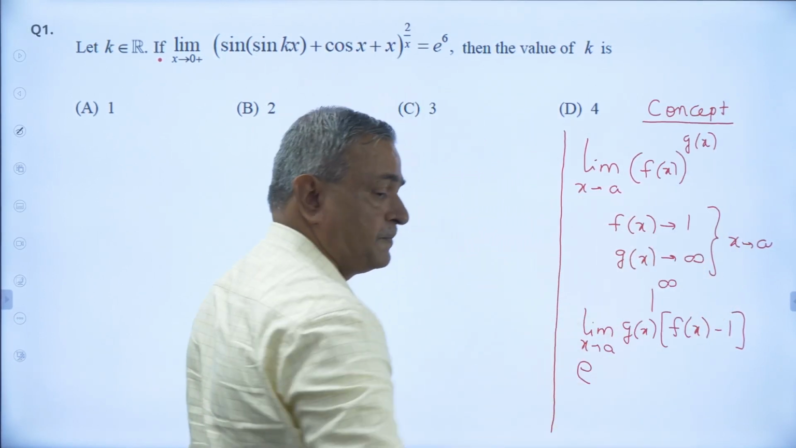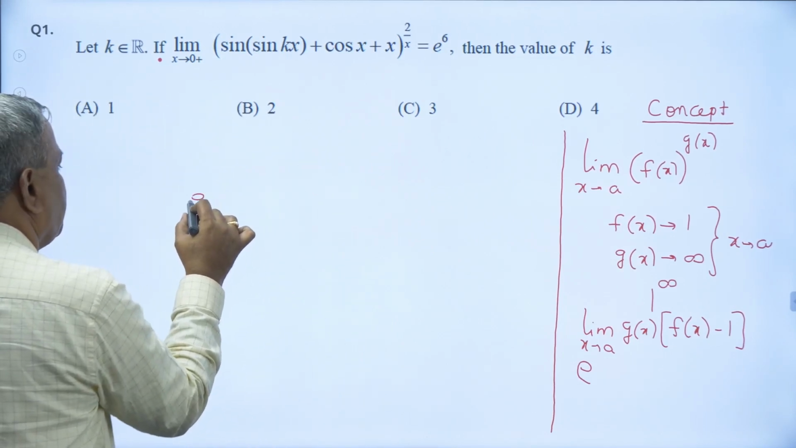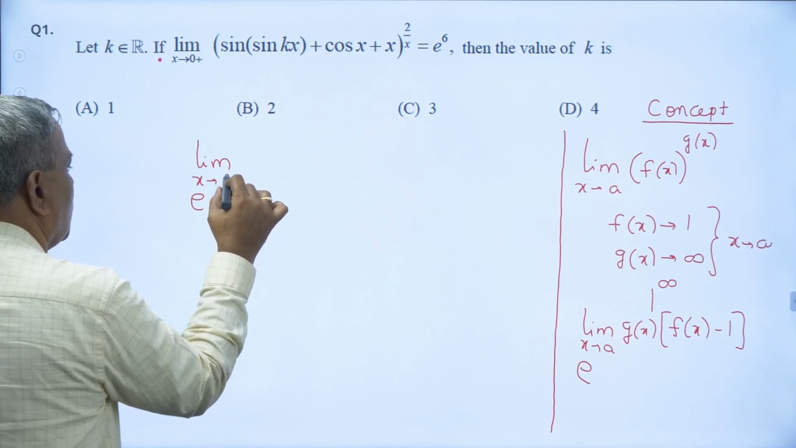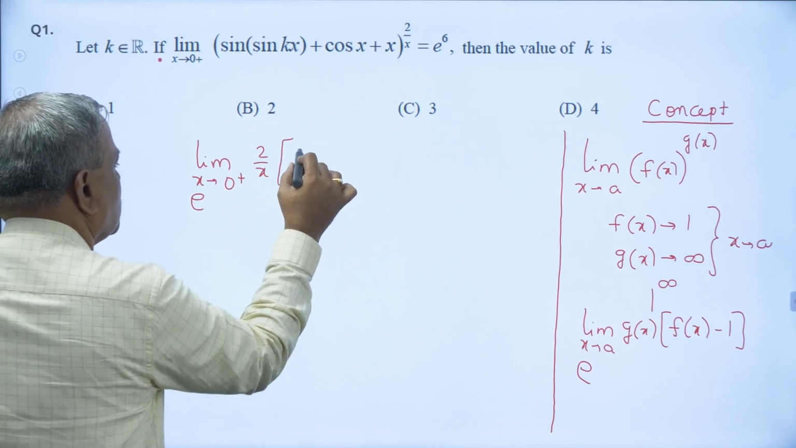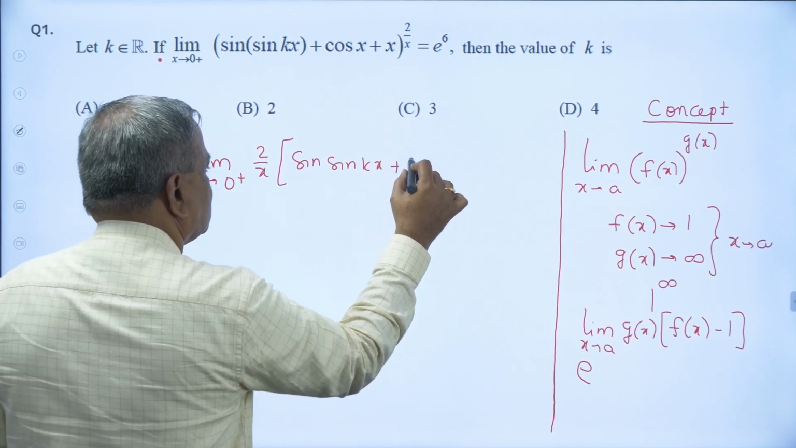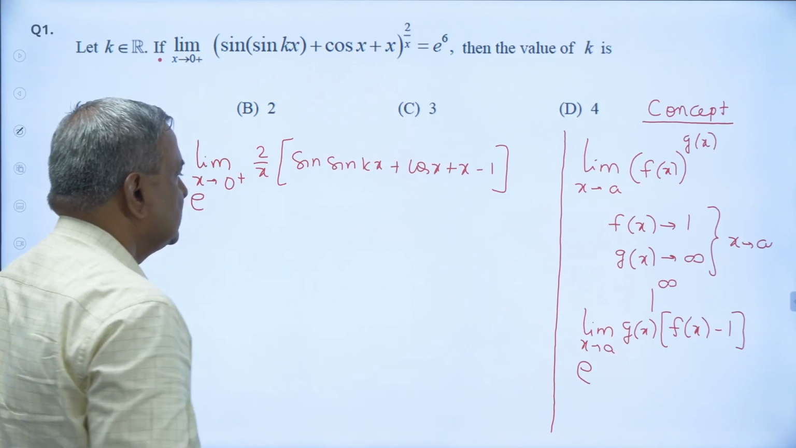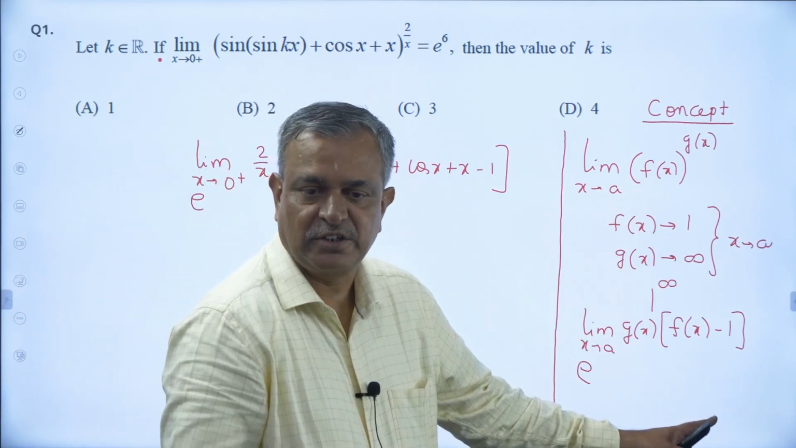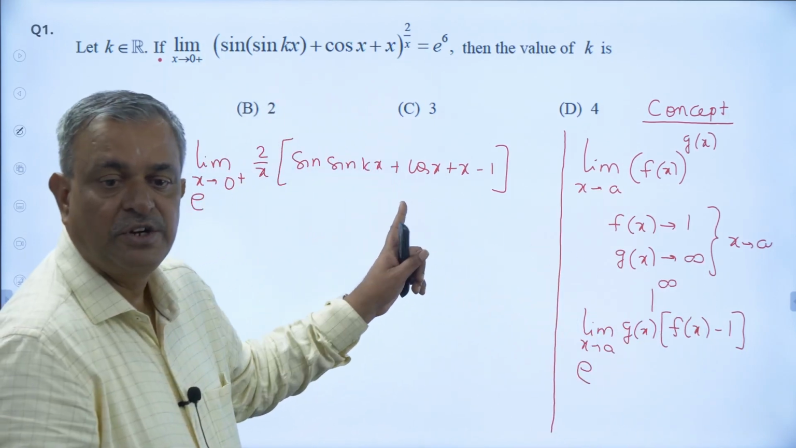Based on this, they have asked it. Okay, let us do this one. So limit e to the power limit x tending to 0 plus, 2 by x into sine of sine kx plus cos x plus x minus 1. This whole process must be done within a minute. This is 10 seconds: you identified the concept, this is the concept used. When you have identified the concept, immediately try to apply it.